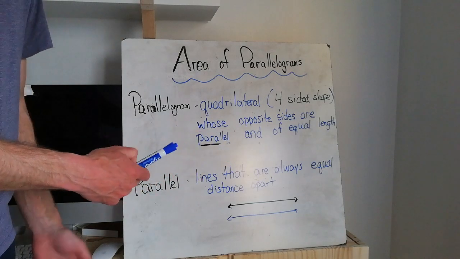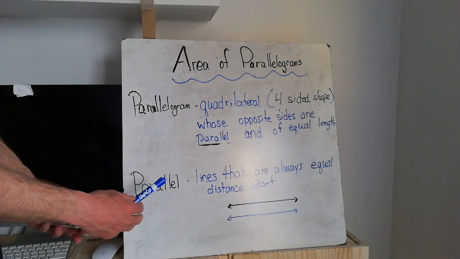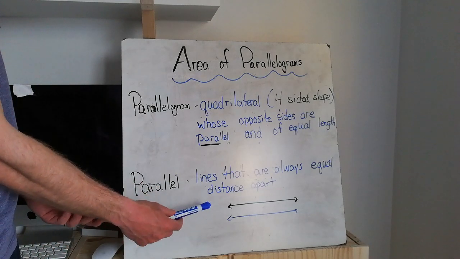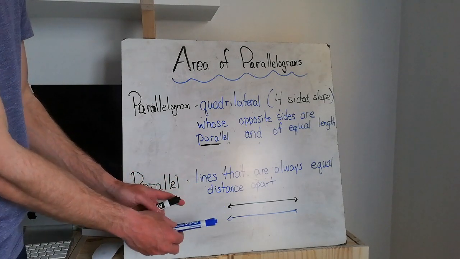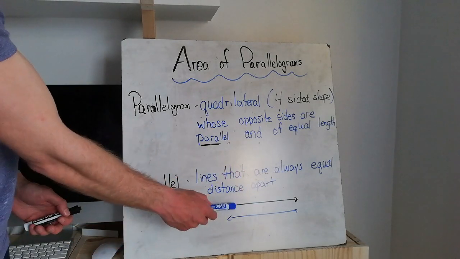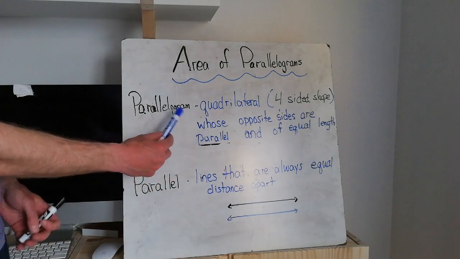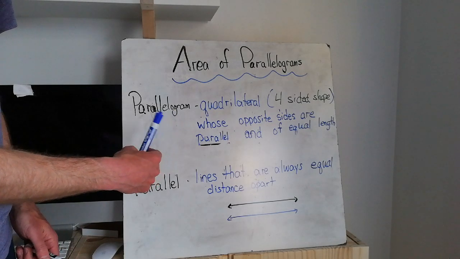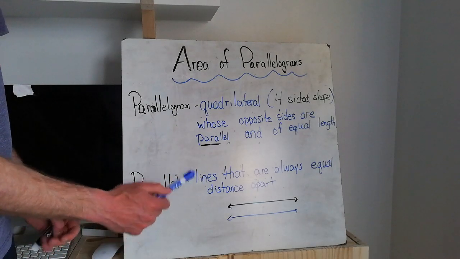Okay, so what does parallel mean? Parallel are two lines that are always an equal distance apart. So basically parallel lines are always going in the same direction, but they're a certain distance apart, so they would never actually touch if they just kept going in the same direction. Okay, so these two lines, you can see them, are always parallel. So a parallelogram is a four-sided shape, and we'll talk about the difference between a parallelogram and a rectangle later. And parallel means lines that are always an equal distance apart.